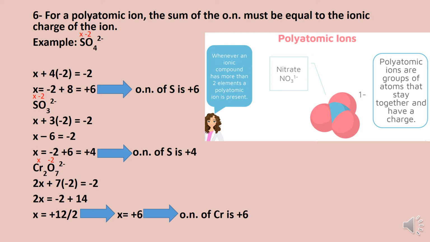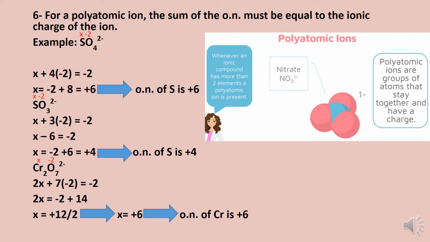Example, SO4 2-. The oxidation number of sulfur is unknown. We have to find it. The oxidation number of oxygen is -2. So solve for X. You will get X plus 4, since you have 4 atoms of oxygen, times -2, equal to the charge of this polyatomic ion, which is -2. Solve for X and you will get X equal to +6. So it means that the oxidation number of sulfur is +6.